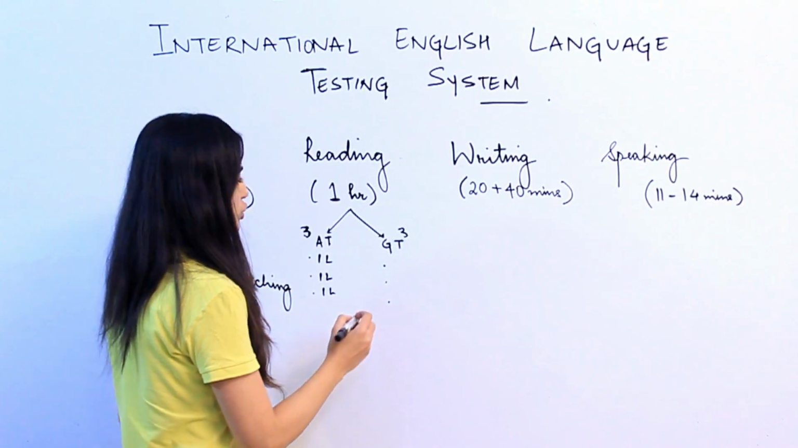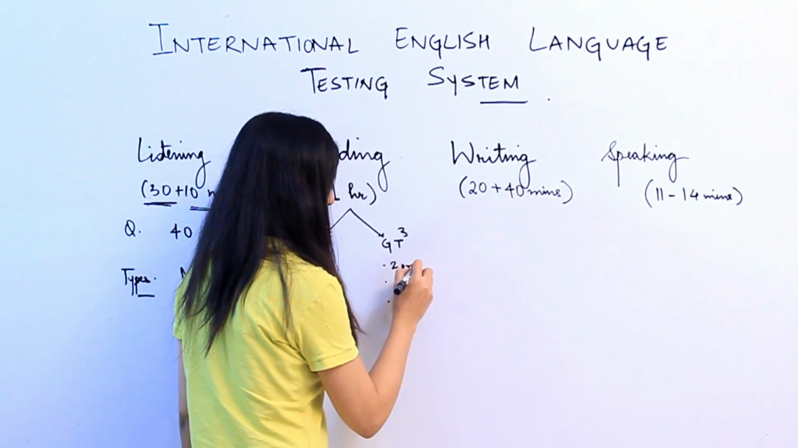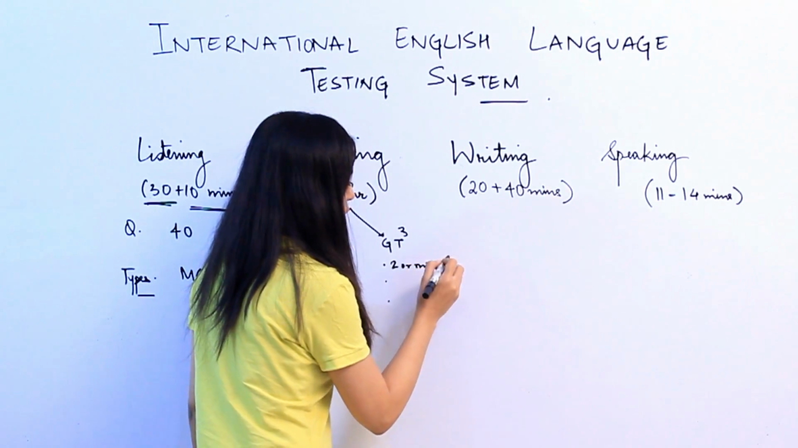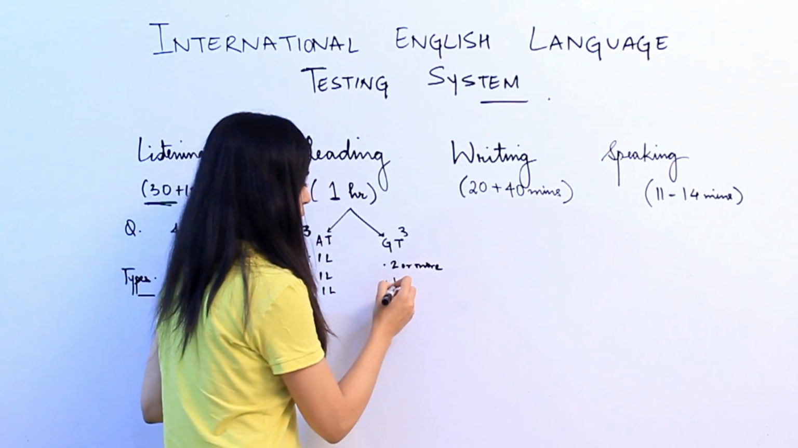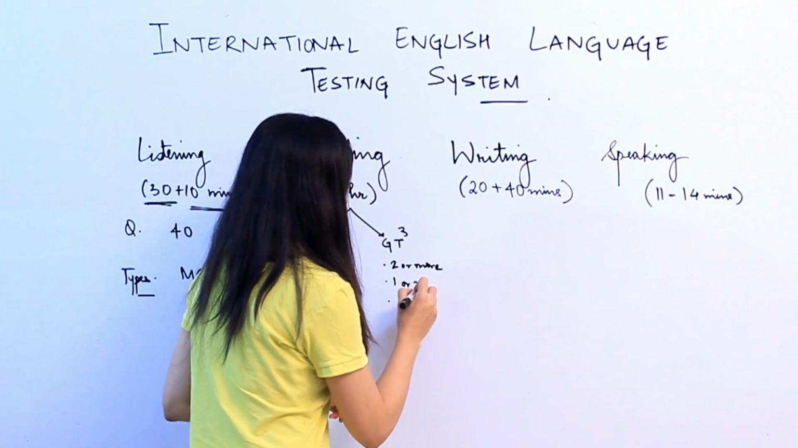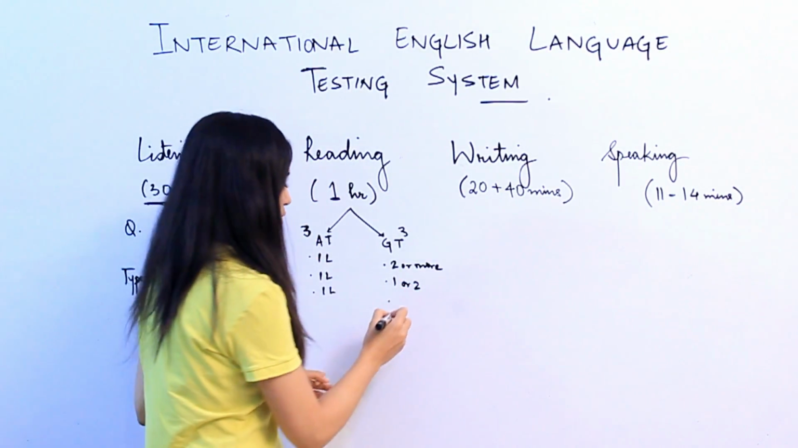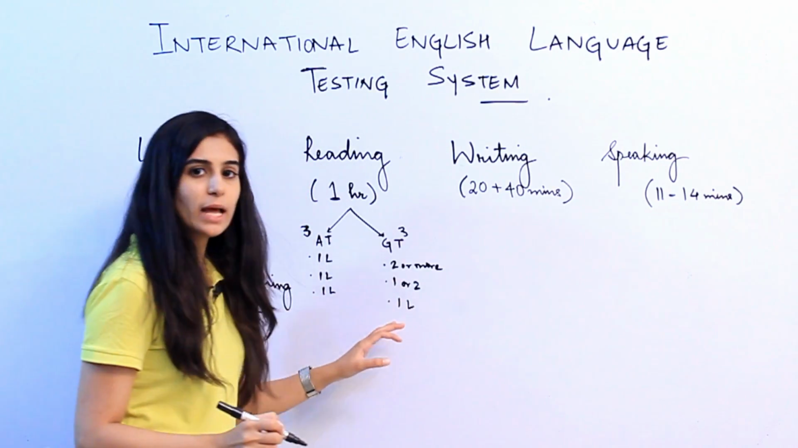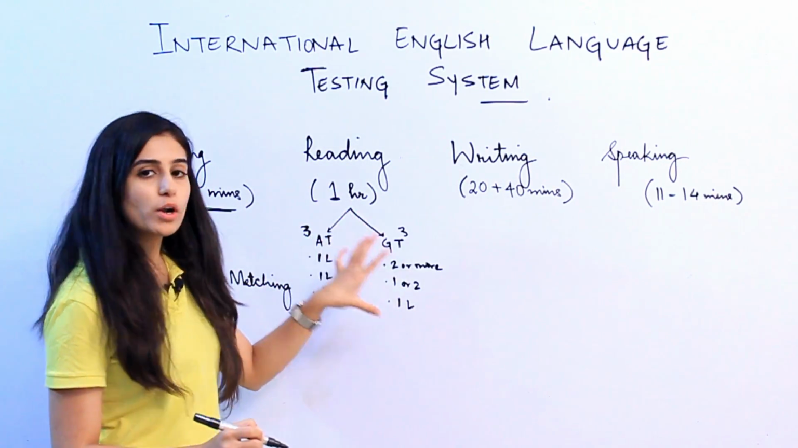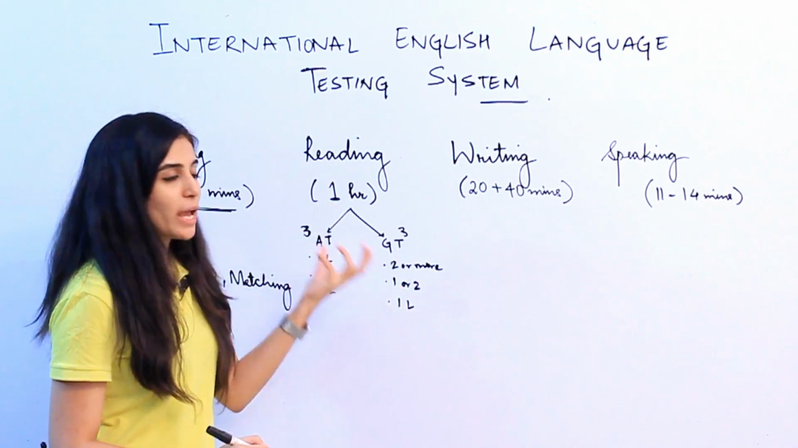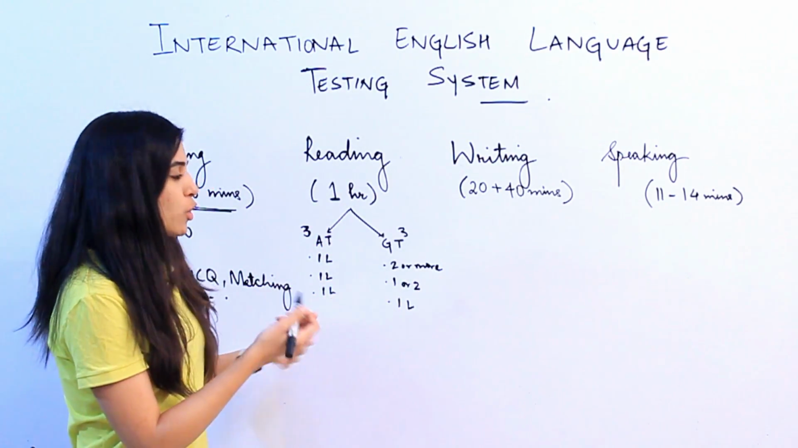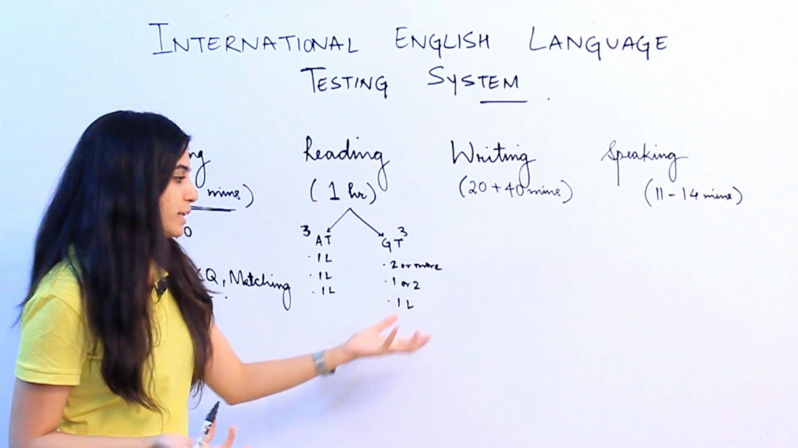In the first section, you are given 2 or more short texts depending upon the question paper. In case of the second section, there are 1 or more texts, and in case of the third section, there is 1 long text. Okay, so that's the slight difference, and the content of the reading in case of general training is generic in nature, more of social survival and general articles.